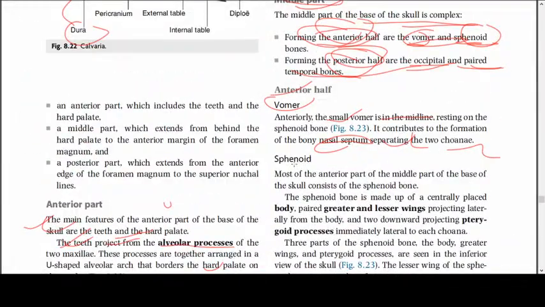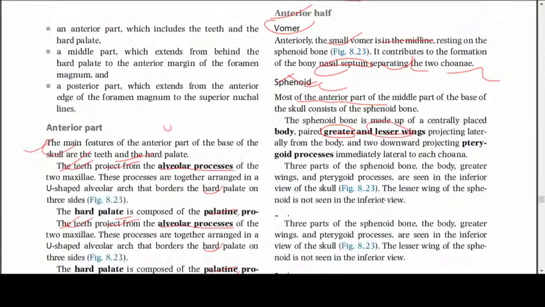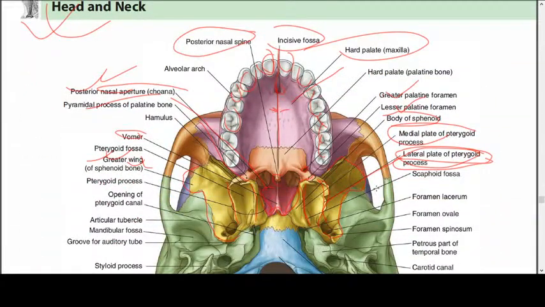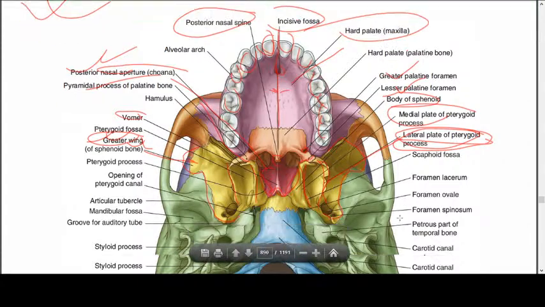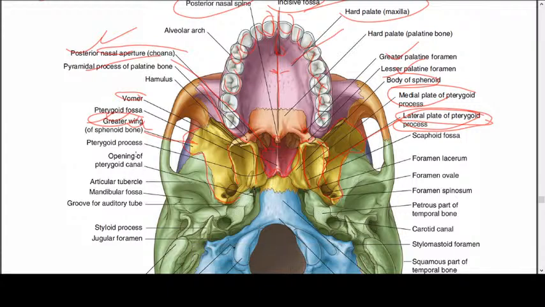Sphenoid is the most important bone. Most of the inferior midline, middle part is composed of the sphenoid bone. Obviously, as we saw, it has various parts. We saw the wings of the sphenoid, but we didn't see the lesser and greater wings. So what are the lesser and greater wings? Let's see. This one is the greater wing. Where is the lesser wing? I'm not getting the lesser wing.